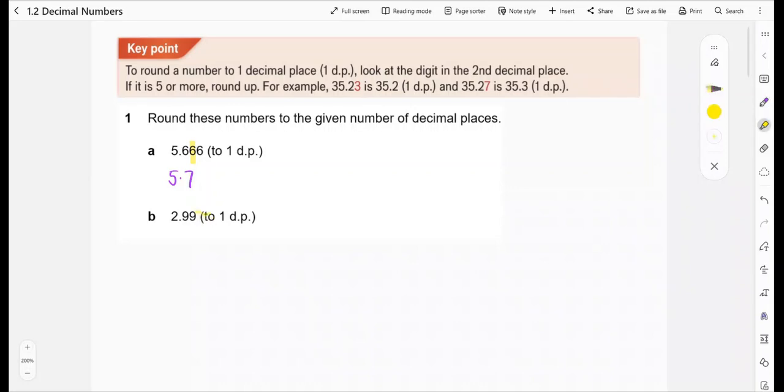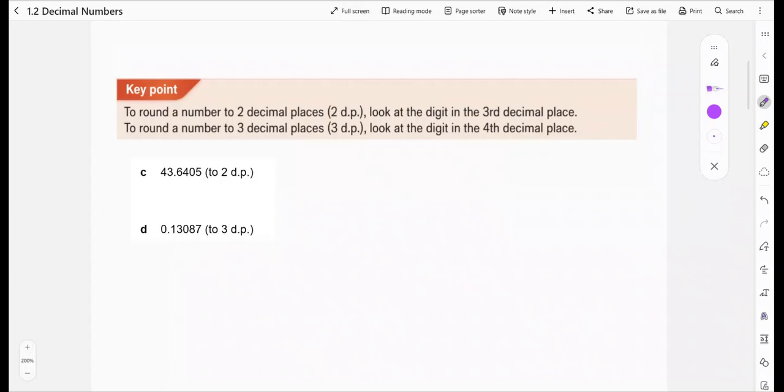It can get a little trickier. If we look at 2.99, look at the second decimal place, and we've got 9. Now once again, we would then look to round our first decimal place up by 1. Well, the problem we have is that if we do that, the 9 becomes a 10, and we can't have a 10. So that 10 forces this 2 to become a 3. So then that rounds to 3.0.